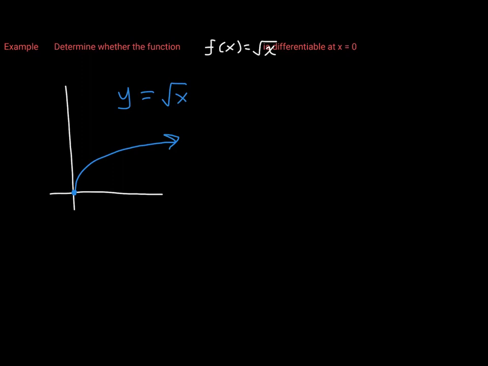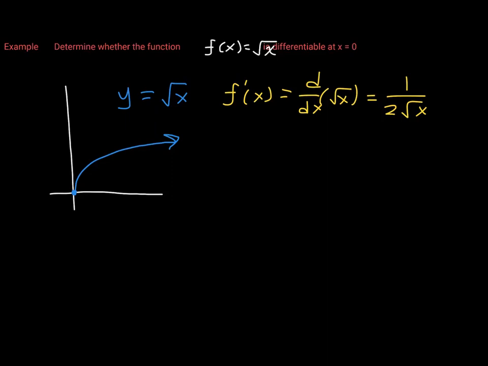Now, furthermore, you and I already found f prime of x earlier. F prime of x, of course, means the derivative of the square root of x. And we found that to be 1 over 2 root x. Now the question is, does this exist at x equal to 0? Does the derivative exist at x equal to 0?